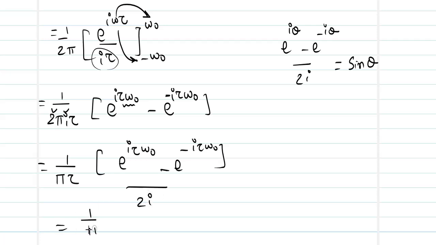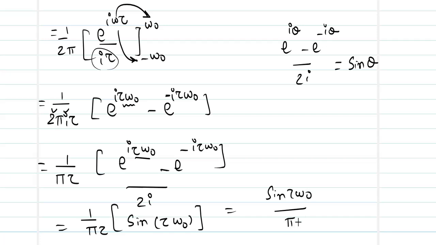So now I can replace this by sine of theta. In place of theta, I have tau omega naught. So sine of tau omega naught divided by pi tau is going to be my final answer.